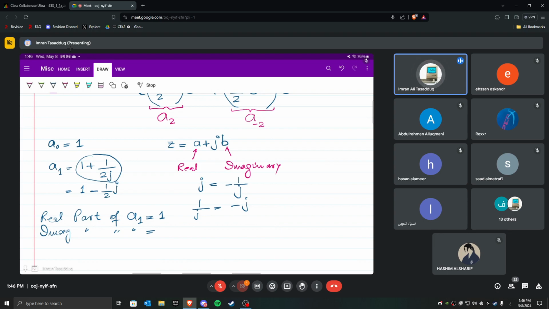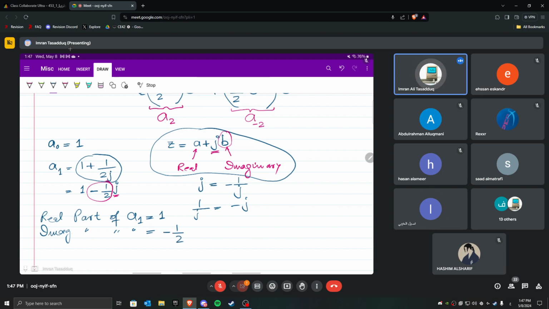See, look at the basic definition. This is the basic definition of real and imaginary parts: when j is in the numerator, then whatever is there is the imaginary part. Here j is in the denominator. So first you have to move j up like this. And now you can see that the imaginary part is minus half.